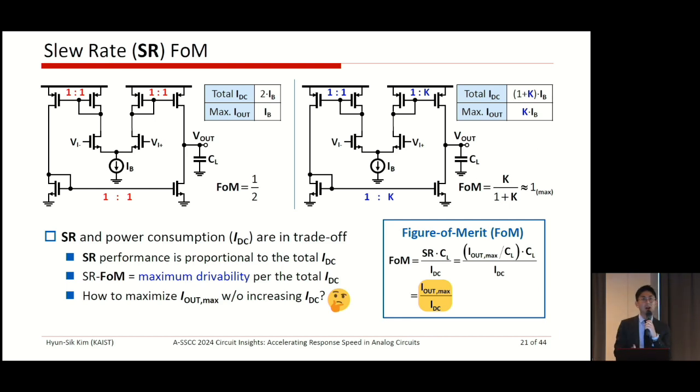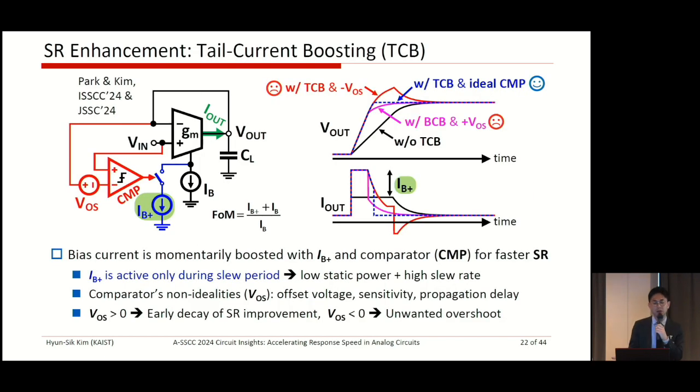Therefore, we can evaluate their relationship. This is the slew rate figure of merit, which is equal to slew rate times CL over IDC, and that can be rewritten by canceling the CL. It is determined by the maximum drivable output current over the static current consumption. So our mission is also clear at this time: how to maximize the maximum drivable output current without increasing the static current consumption. From now on, we're going to explore some design examples.